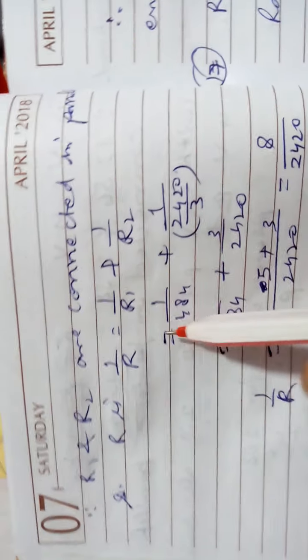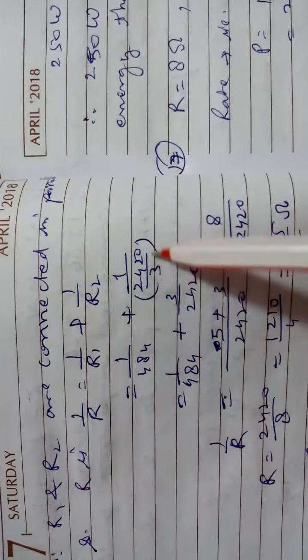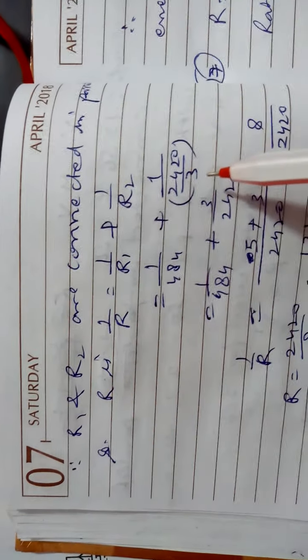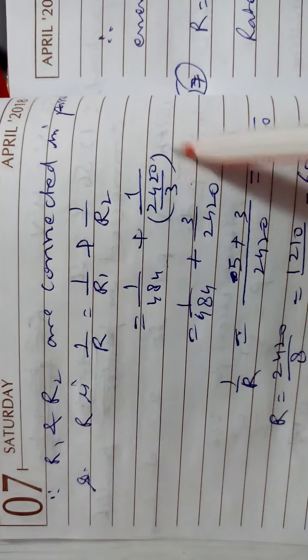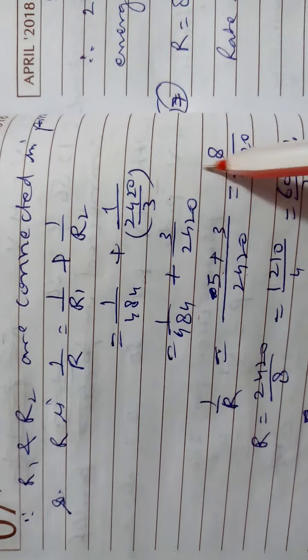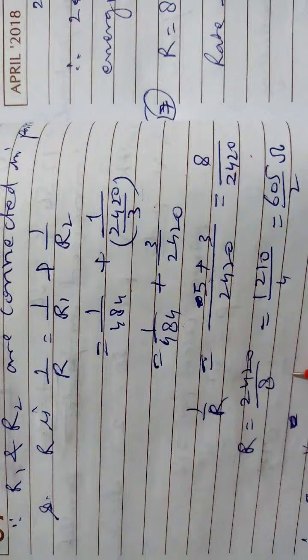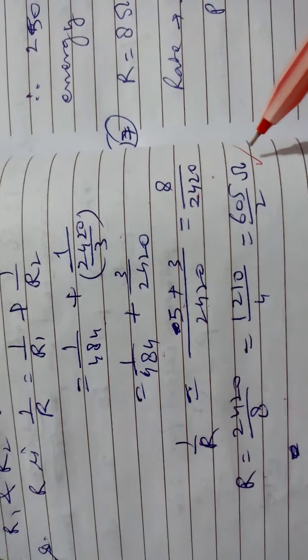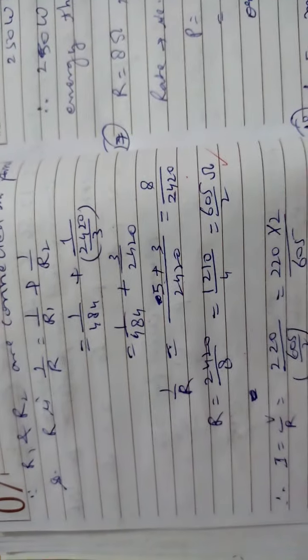It is given. Parallel means 1 upon R, the resultant resistance, is 1 upon R1 plus 1 upon R2. Don't write in decimal here, use fractions, it is easy. So 1 upon 484 plus 1 upon 2420 by 3 reciprocal. Take the LCM, so 5 plus 3, 8 upon this. So 1 upon R is this, then what is R? 2420 by 8, so you are getting 605 by 2. 605 by 2 ohm is the resultant resistance of these two lamps.